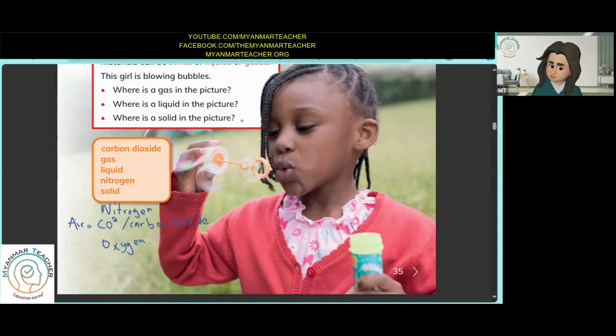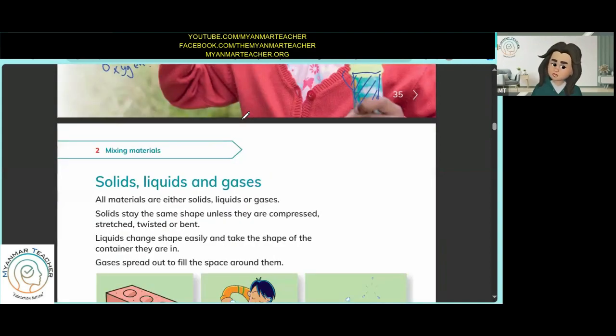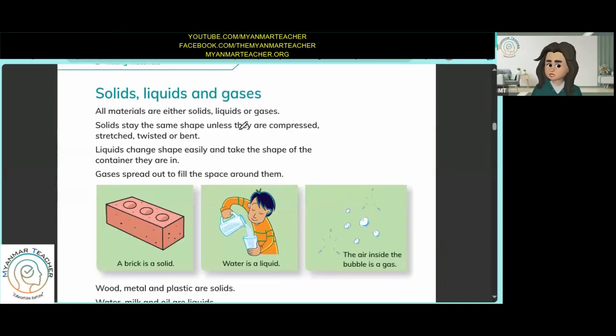And where's the liquid? The liquid would be in this container, and those are bubbles. And then with the solid, you could say the clothes, the wand, because it's made out of plastic. Okay, solids, liquids, and gases. All materials are either solids, liquids, or gases.